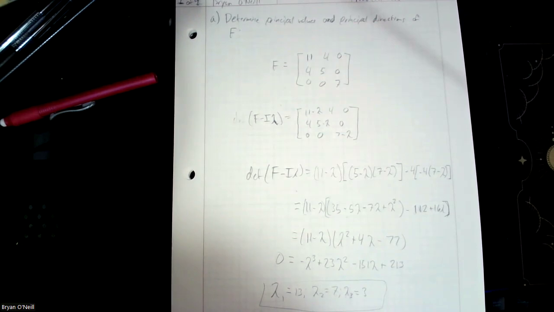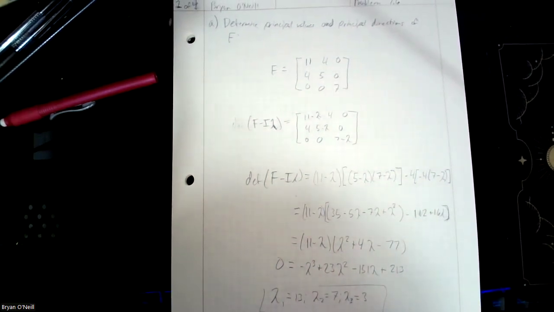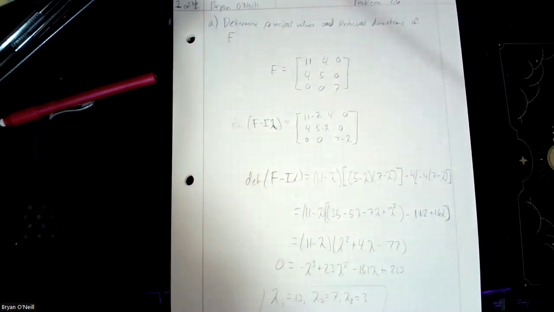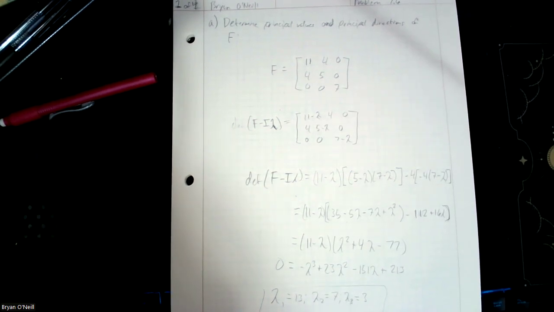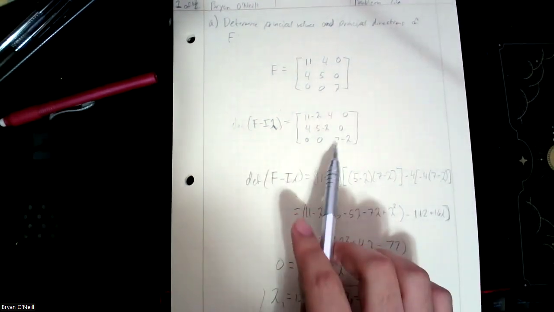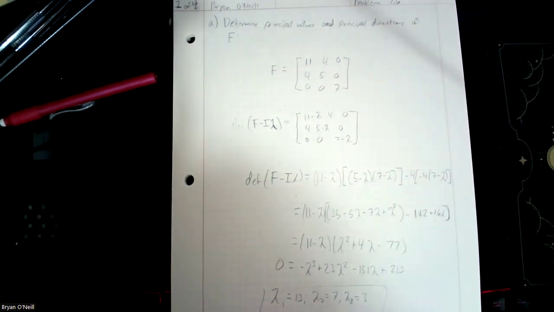I'm going to try and solve 7.6, but I had a little bit of a problem with it, so maybe someone can help me with a comment. Part A says determine the principal values and principal directions of F, and it gives you F, which is that matrix right here. The first thing I did was change it to F minus I lambda. All I did was add minus lambda to the diagonals.